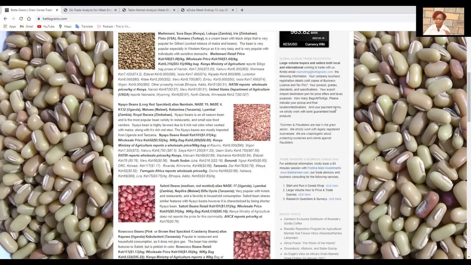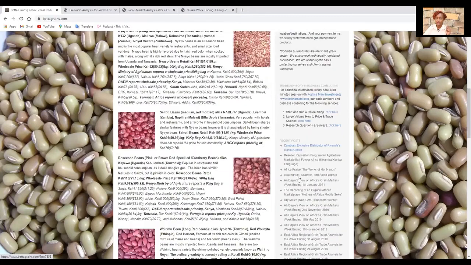The second thing is that here we have again explained ourselves. We said conmen and fraudsters are really in the grain sector, so we strictly work with legally registered companies. We are absolutely unapologetic about that. Then we also have trade advisory and business consulting services. One of the things we realized was that we were helping people to start cereal shops because they were our customers, but with time going on, we realized that people were running into problems.